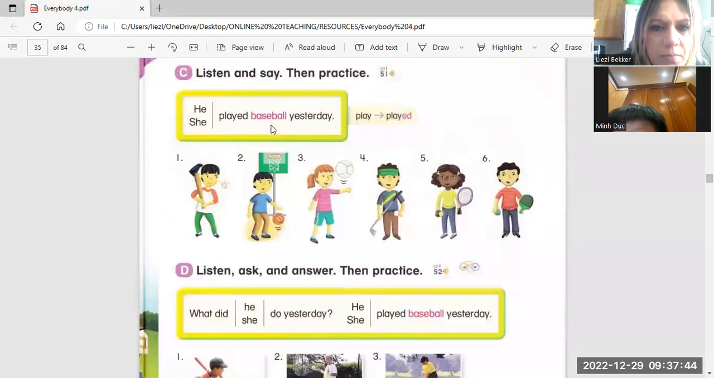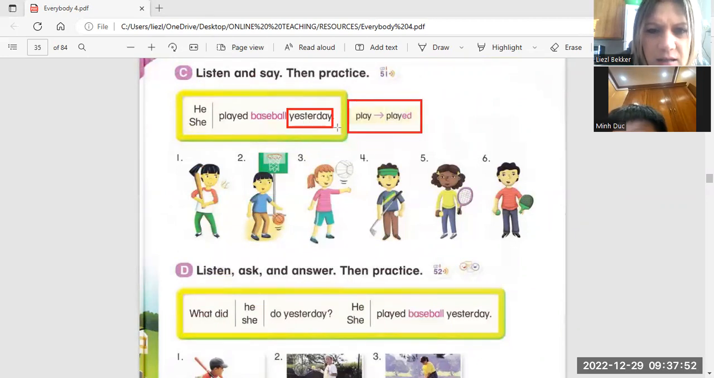Okay, he played baseball yesterday. Play and played. So that's yesterday. Then you add ED, yesterday. Played. Okay. Number one, she played baseball yesterday. Number two, he played basketball yesterday.